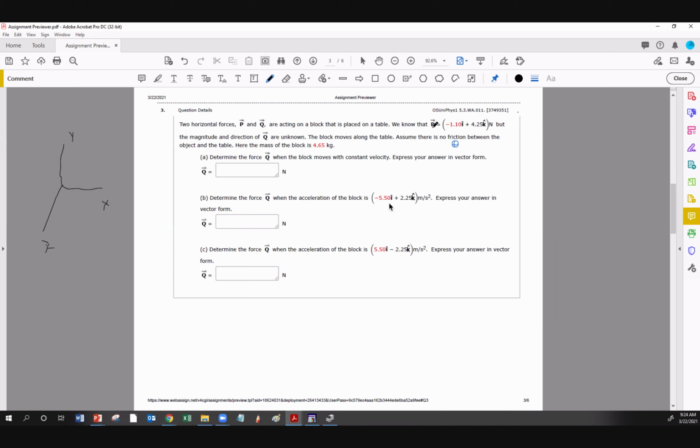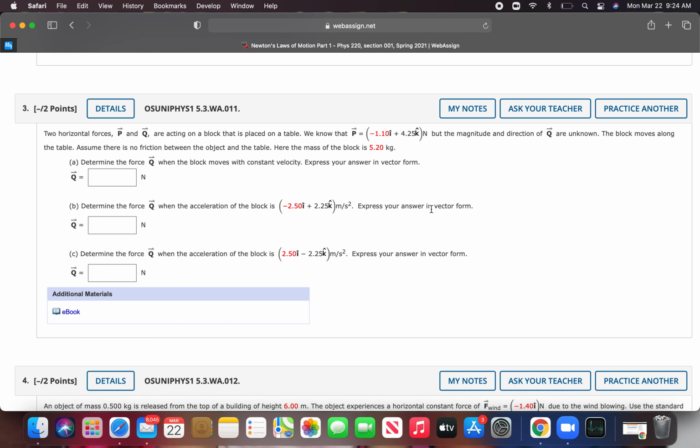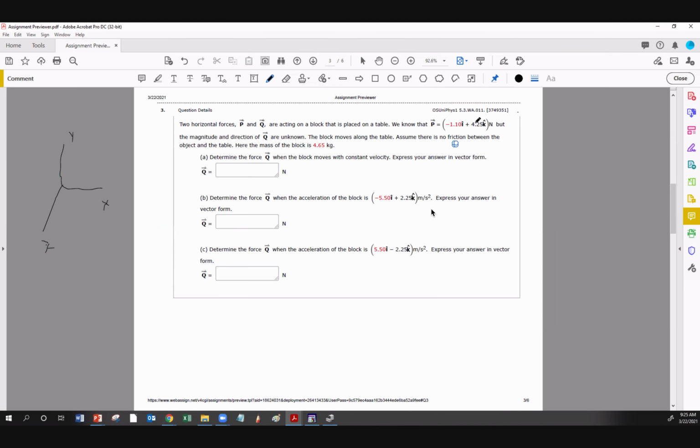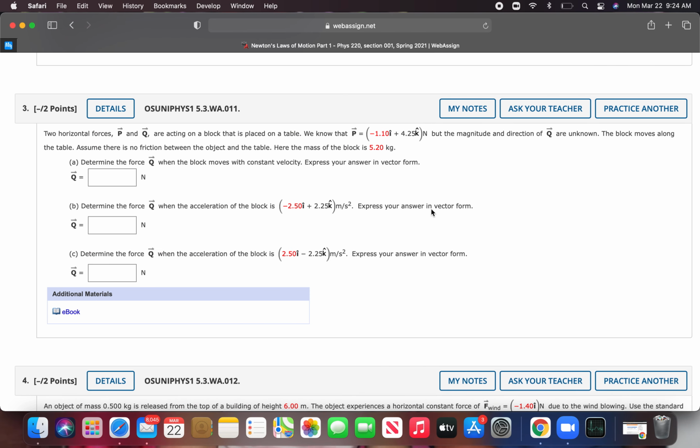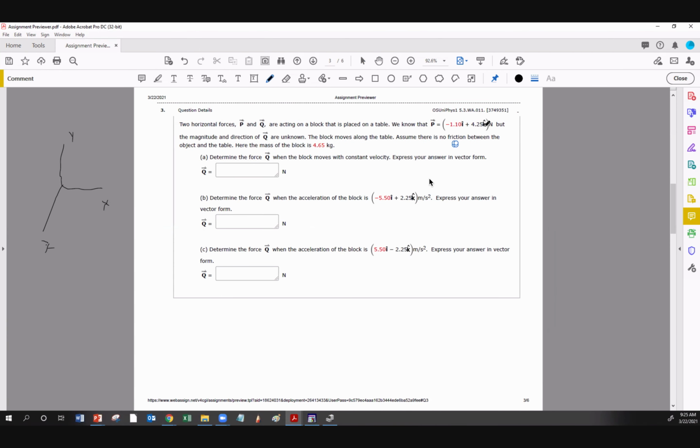So in this case, P has an x component, because i hat is along the x direction. It has an x component that's 1.1 newtons in the minus x direction, and a z component that's 4.25 newtons in the z direction. Does that make sense? Yes, that does. I understand that part of the unit vector. However, how do I solve a problem like this?